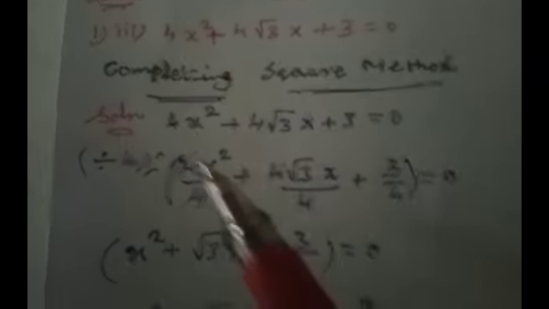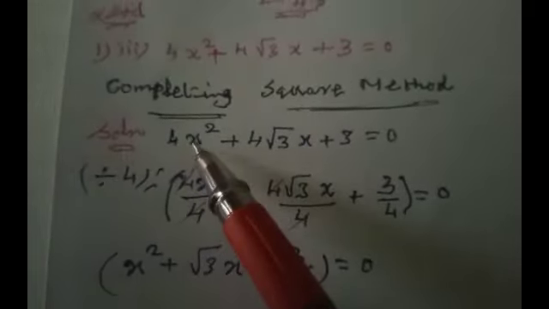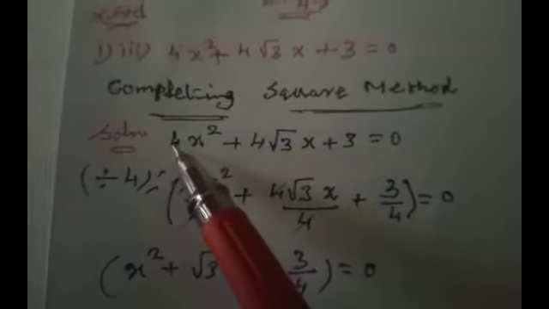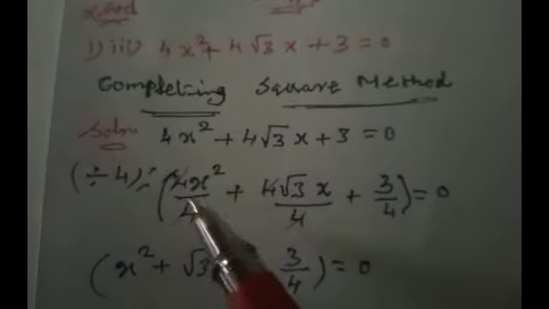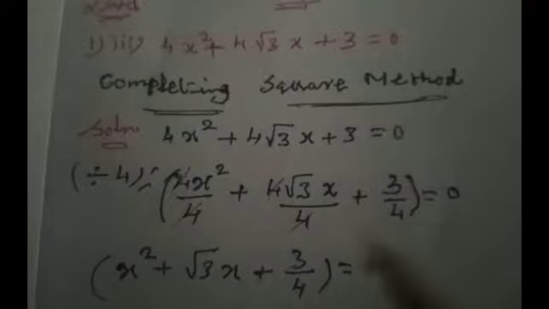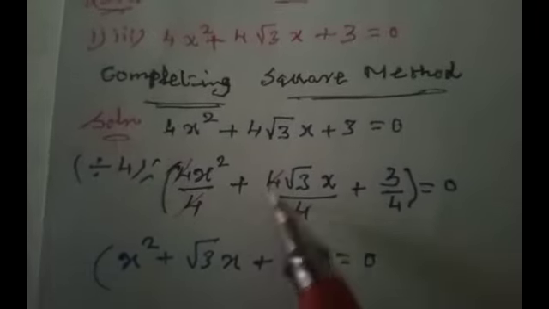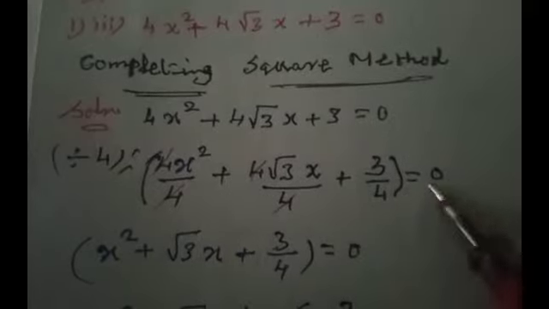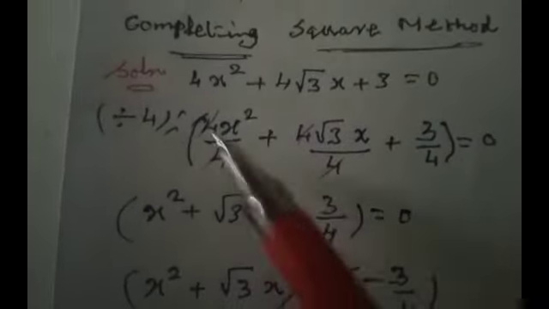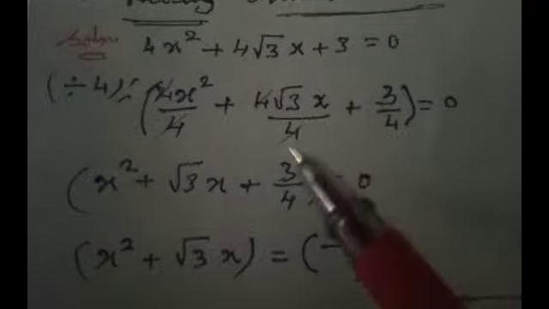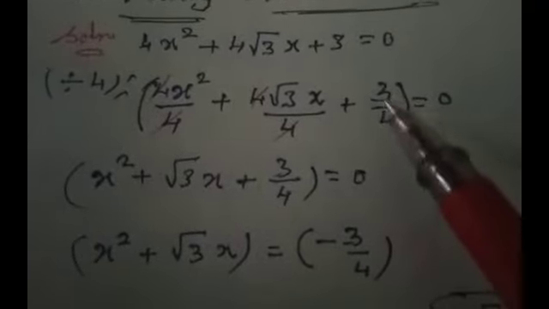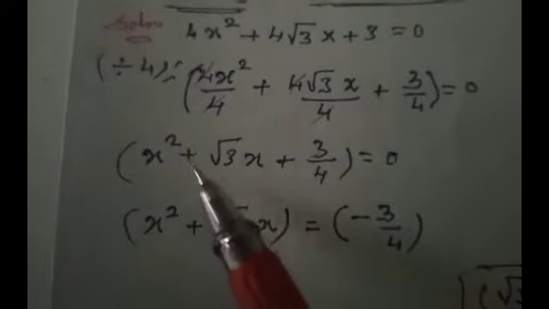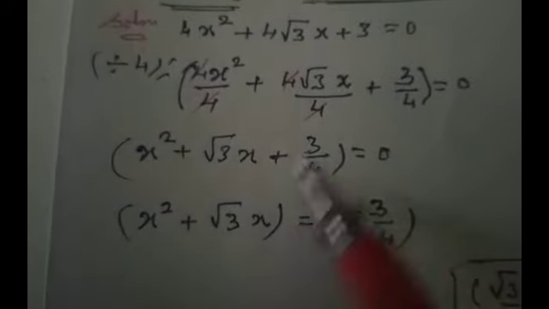Now the first step is to look at the coefficient of x square. Here the coefficient of x square is 4. So we have to divide each term by 4. So 4x square by 4 plus 4 root 3 divided by 4 into x plus 3 by 4 is equal to 0. This 4 can be cancelled, here also 4 can be cancelled, and here we cannot cancel, so let it be as it is. So the equation becomes x square plus root 3x plus 3 by 4 is equal to 0.